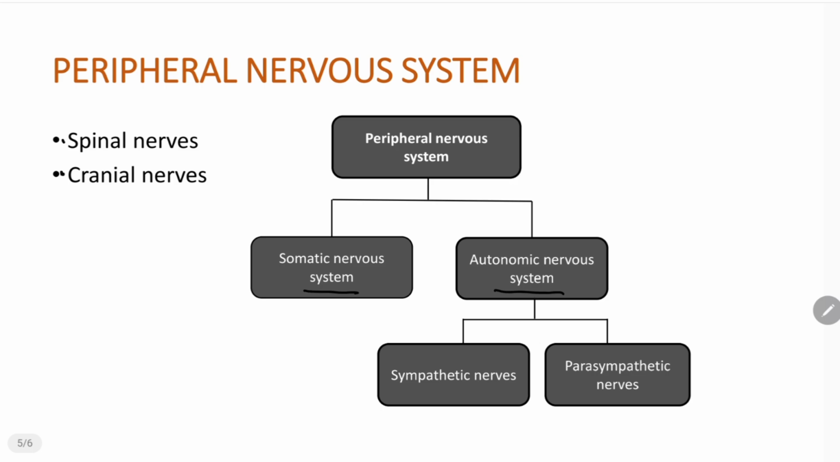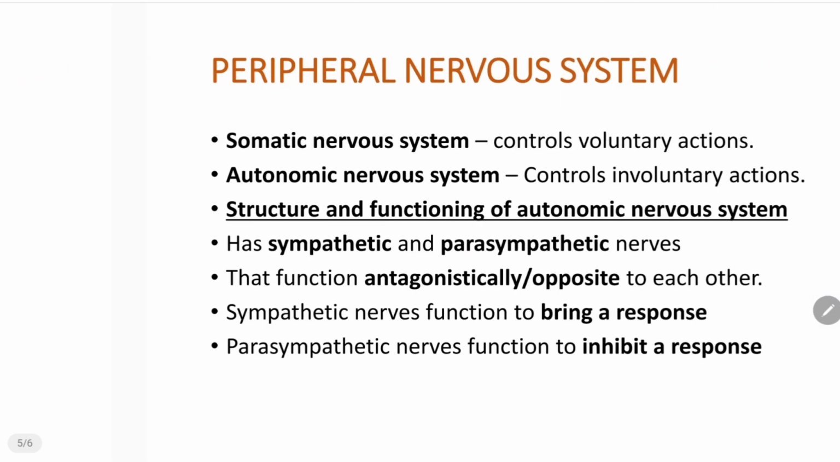So for example, if you are running and the heart rate increases, that is part and parcel of what is controlled by the sympathetic nerves. But when you rest and the heartbeat decreases, that is part and parcel of what is controlled by the parasympathetic nerves. Hence, we say that they function opposite to each other. The sympathetic nerves will increase the heartbeat, but the parasympathetic nerves will decrease the heartbeat. Hence, we say the sympathetic nerve functions to bring about a response, but the parasympathetic nerves function to inhibit a response. Right? So this is how we explain the structure and the functioning of the autonomic nervous system.